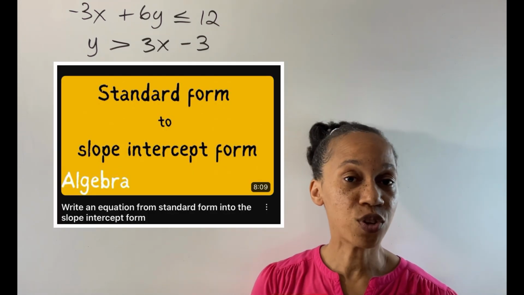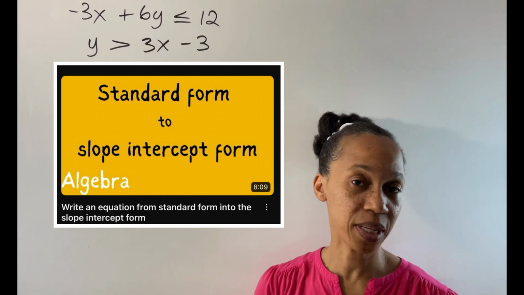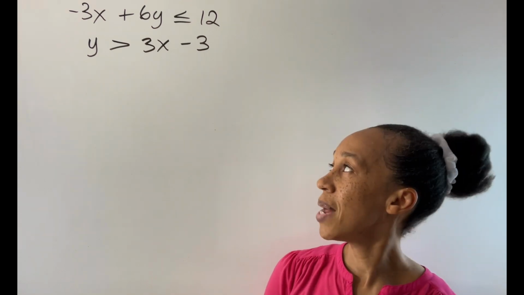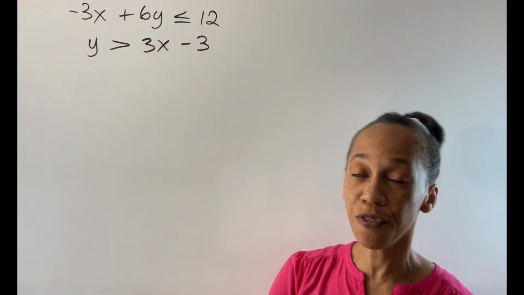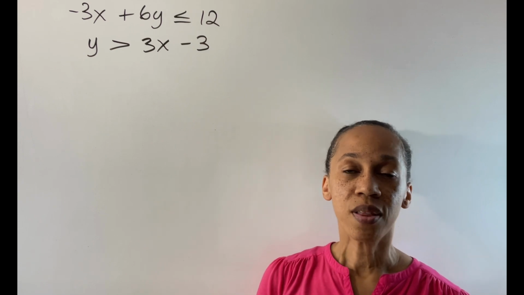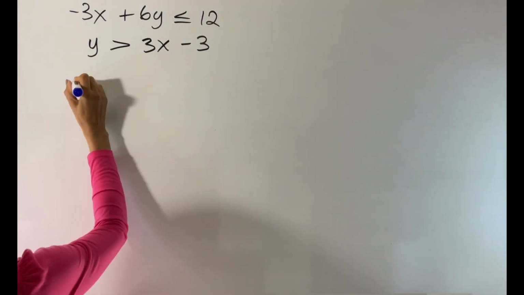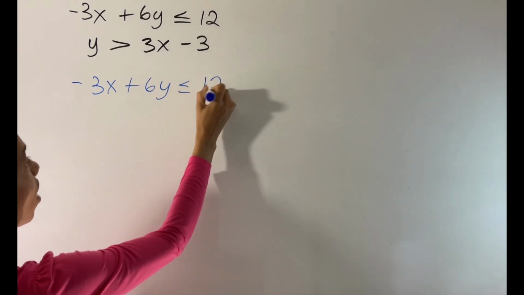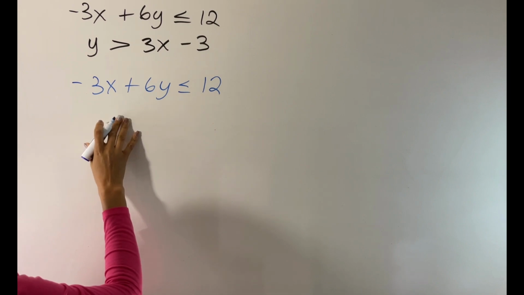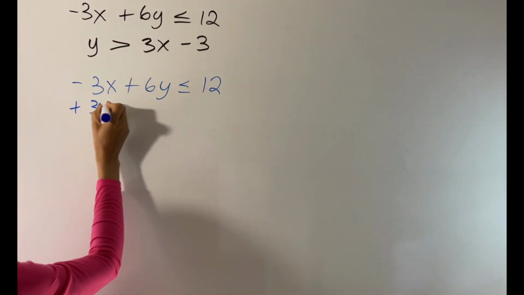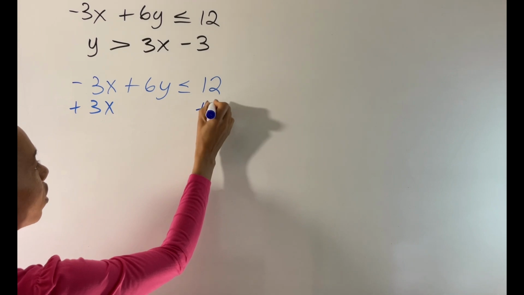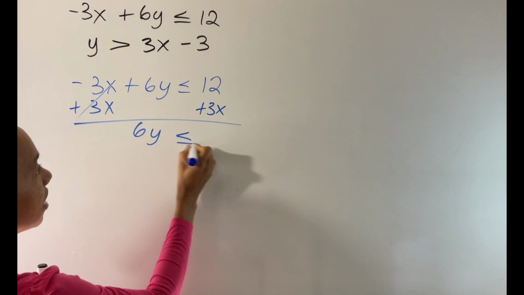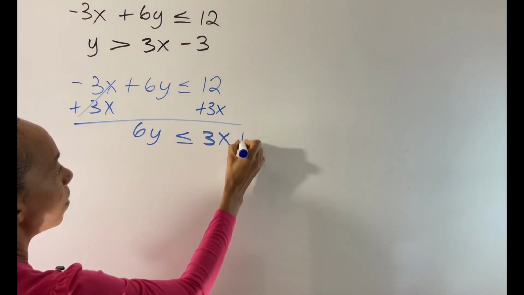And if you don't remember how to change it into the y equals mx plus b form, you can go back and watch my video on how to do so. But let's get right into it, and we are going to change the first inequality into the slope-intercept form. We have our negative 3x plus 6y, which is less than or equal to 12, and we need to get the y by itself. So we are going to get rid of the 3x here and bring it over to the other side. Cancels out, so we have 6y is less than or equal to 3x plus 12.